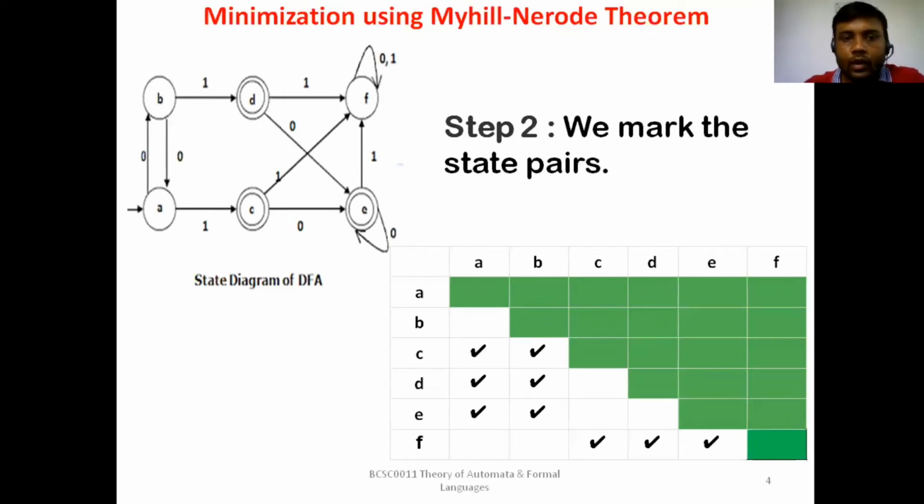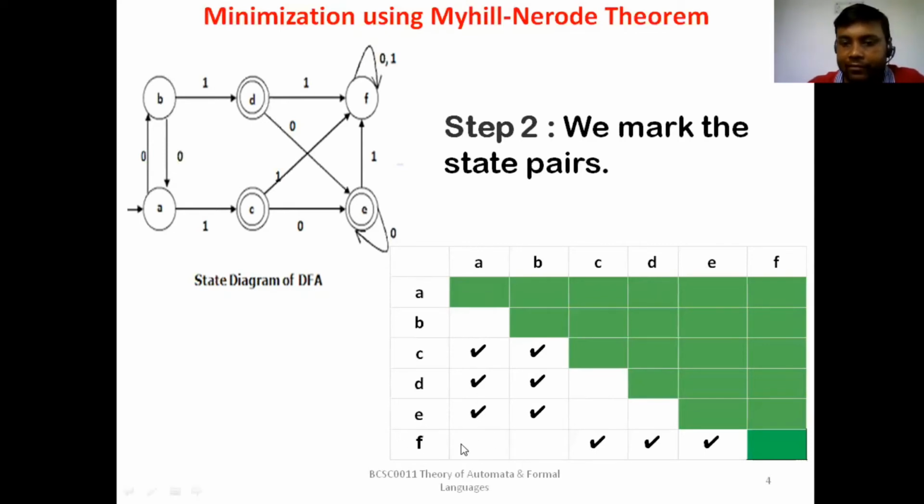In the same way, for the one input, the one input for A is C and the one input for B is D. Therefore, the one input symbol for the AB pair leads to the CD pair, and this CD pair is not marked already. That's why we will not add the marking to the pair AB, because neither the 0 nor the 1 input leads to a state pair which is already marked. Now let us check another one.